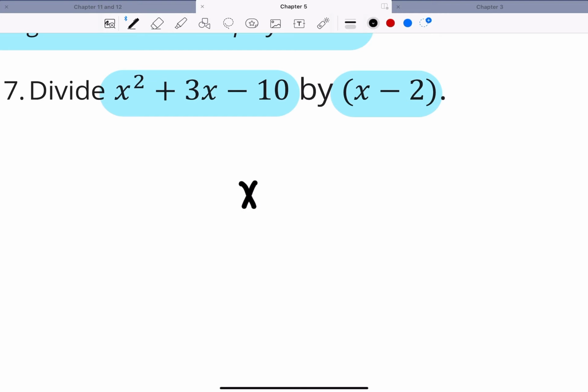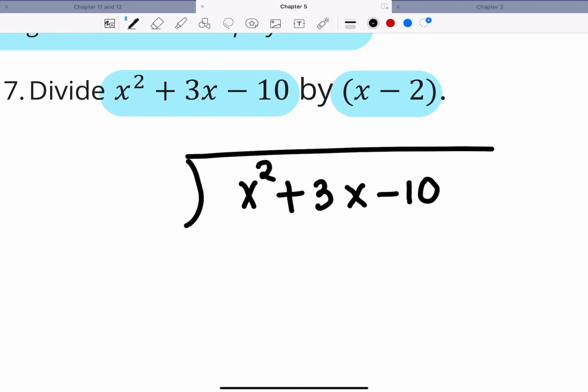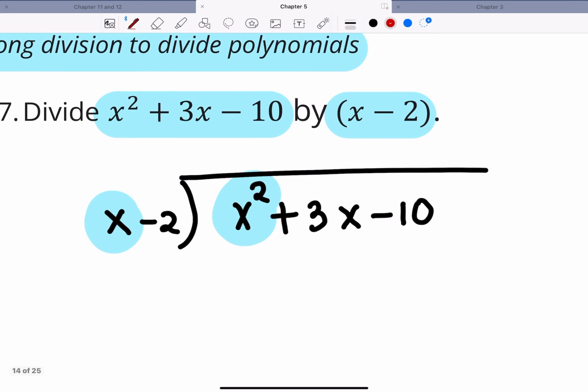So I have x squared plus 3x minus 10. I am dividing by x minus 2. And here I will only focus on the first term of the dividend and the first term of the divisor. So I'm trying to see how many times x goes into x squared, which is x times. My next step is to multiply x with this x and also x with negative 2.